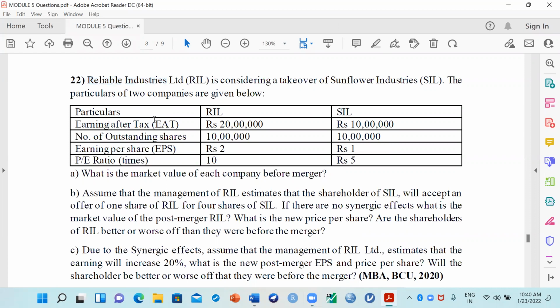Now, what information they have given in the question? Earning after tax: 20 lakhs and 10 lakh rupees. Number of shares outstanding: 10 lakh and 10 lakh, both companies' outstanding shares are the same. EPS is 2 rupees per share for Reliable Industries Limited, and the Sunflower Industries EPS is 1. The P/E ratio is given as 10 times, and here it is 5 times.